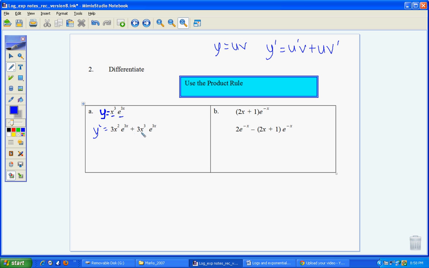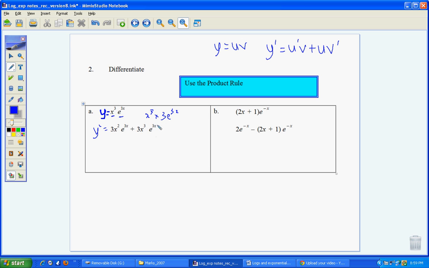Then plus the first function, which would be x cubed, times the derivative of e to the 3x, which would be 3e to the 3x. So you see the 3's just been put out the front there, so it's just been cleaned up a little bit already. So it would have been x cubed times 3e to the 3x, and it's just been written in that form where it's 3x cubed times e to the 3x.